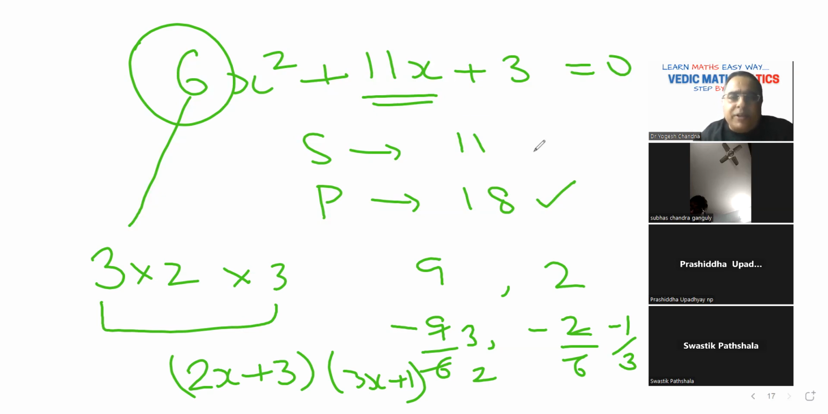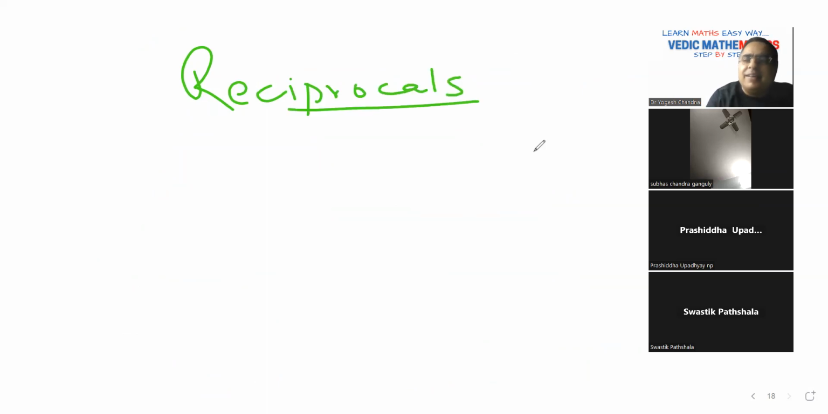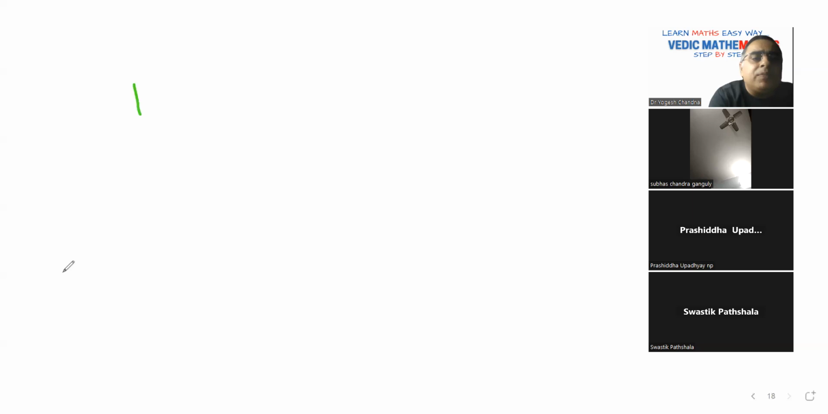Perfect. Chhatri is going good. Prashida, all questions are correct. Now, before we move further, you have one topic called reciprocals also. Sometimes students face more difficulty in this. But before going to this, I'll take one more example of equations, and then we'll go for the reciprocal type.